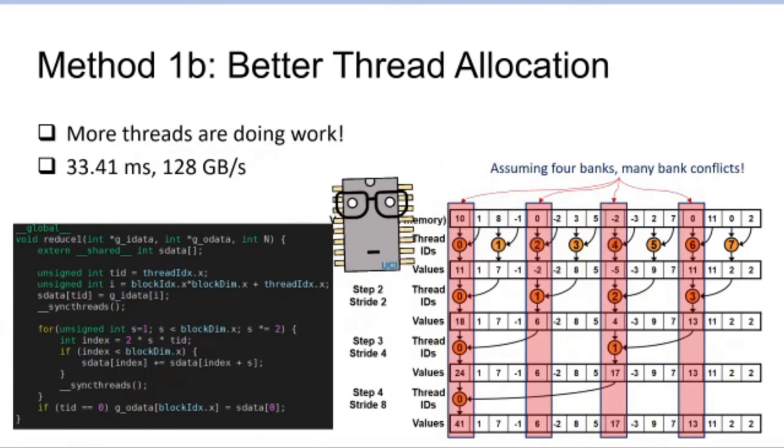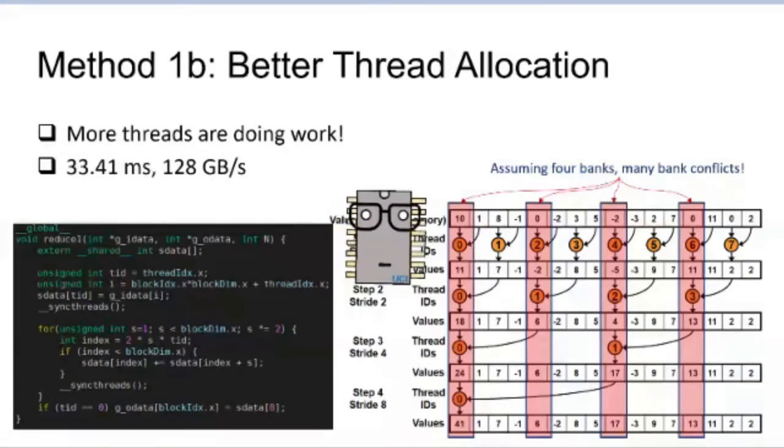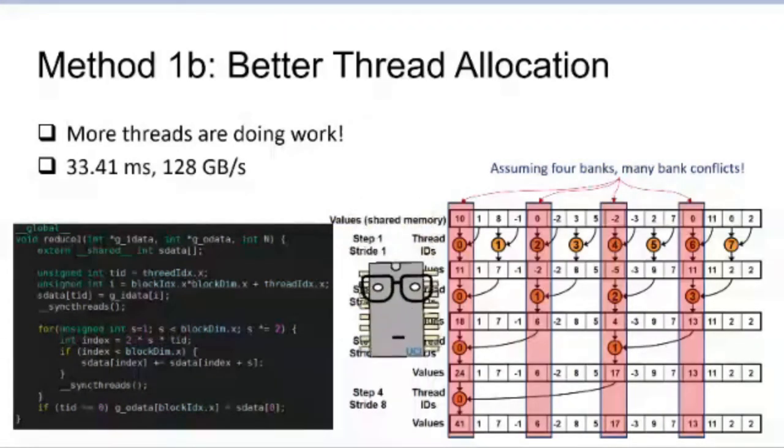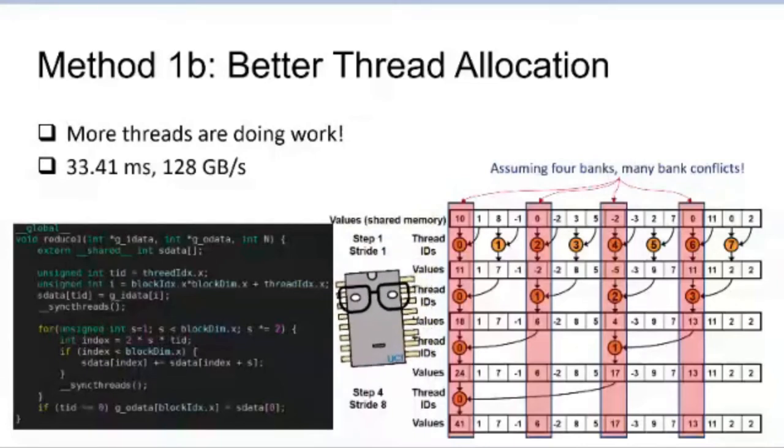So even though we are using shared memory to reduce the pressure on the global memory, because there are shared memory bank conflicts happening pretty much all the time, that also has detrimental effects on memory system performance. So next we can try to solve that.